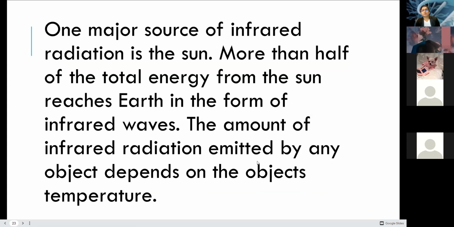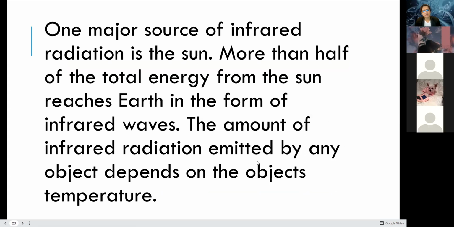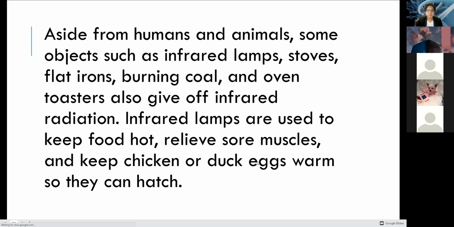One major source of infrared radiation is the sun. We are exposed to infrared radiation. More than half of the total energy from the sun reaches Earth in the form of infrared waves. The amount of infrared radiation emitted by any object depends on the object's temperature. Aside from humans and animals, some objects such as infrared lamps, stoves, flat irons, burning coal, and oven toasters also give off infrared. This is the reason why we can actually feel heat.